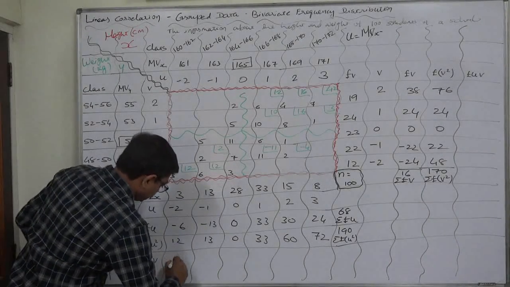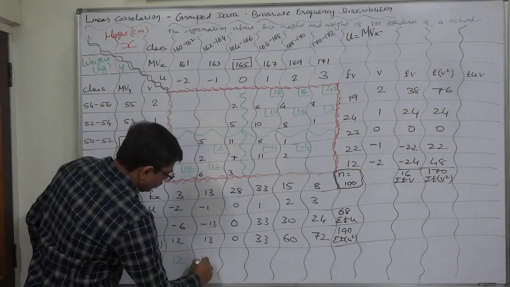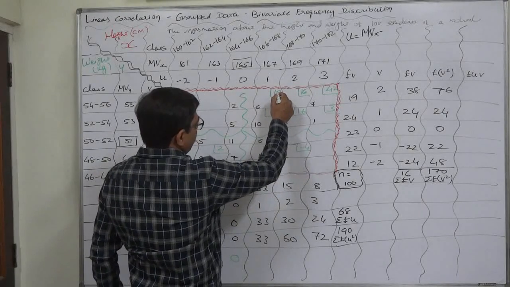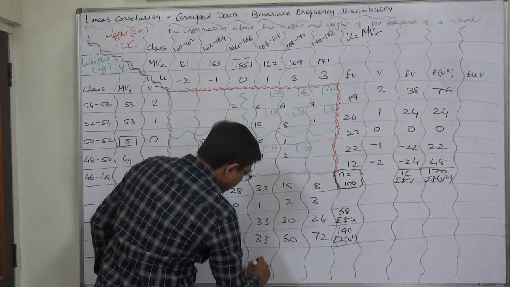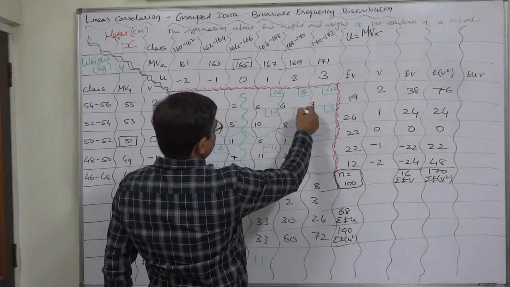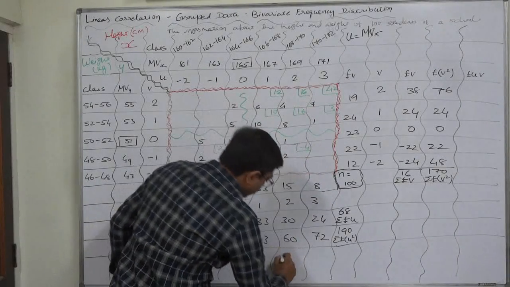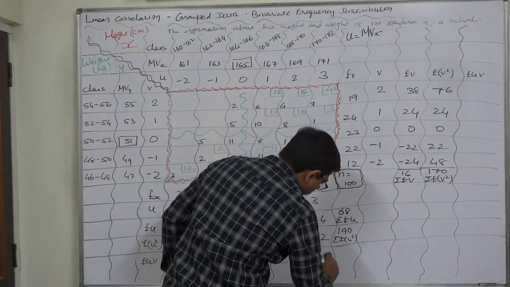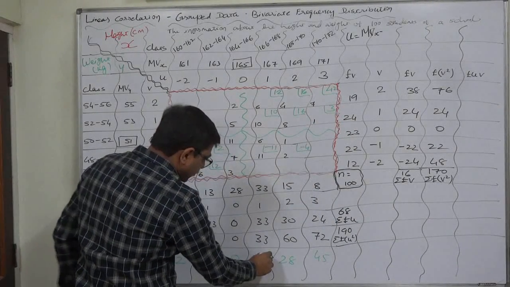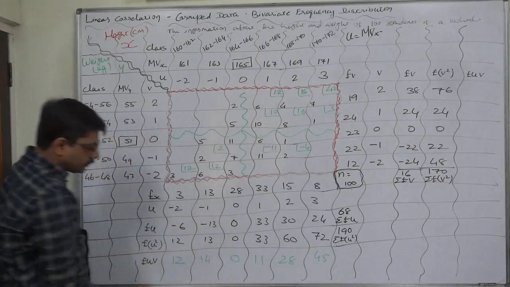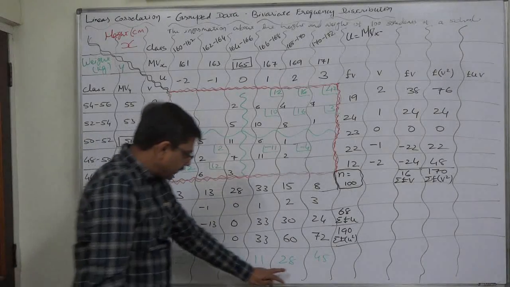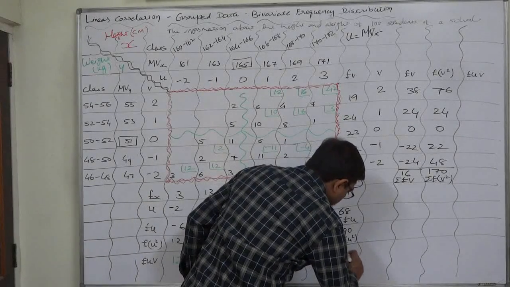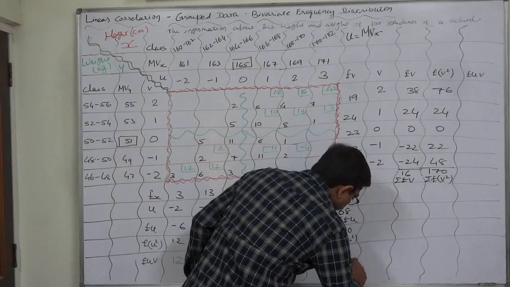12. 12 plus 2, 14. 0. 10 plus 12 minus 22 minus 11, 11. 16 plus 16, 32 minus 4, 28. 42 plus 3, 45. 45 plus 28 plus 11 plus 14 plus 12. 26, 37, 45, 65, 110 is the total sigma F UV.